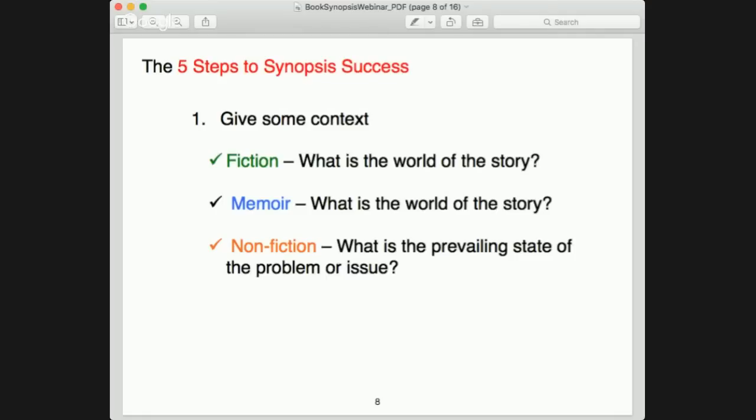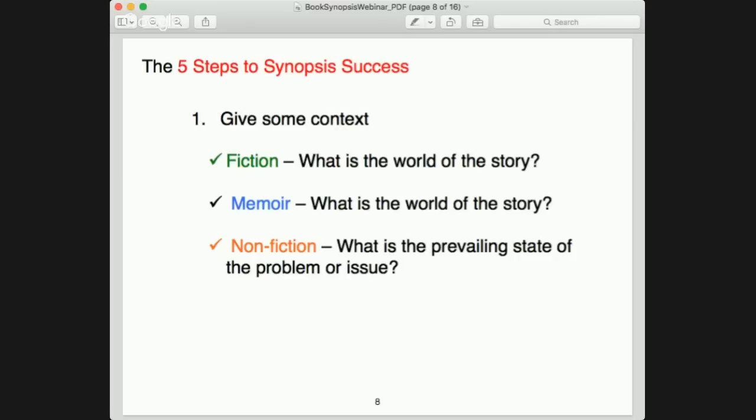So the first thing you need to do is just set the stage. Where are we? What is the world that we find ourselves in? What is happening in that world? What's the prevailing culture and reality of that world? In memoir, that might be very intimate and specific about who you are at that time of the writing, but it's the same thing. It's giving us this context. It's drawing the shape of the world. For nonfiction, it's the same thing. It's just, what's the prevailing state of the problem or issue? Where does your reader find themselves at the start of whatever you're going to teach them? Where are they? What are they looking at?